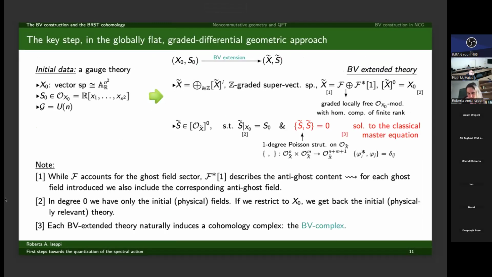So here, these are the conditions for your X tilde. So it is a C-graded supervector space with this doubling anti-ghost.